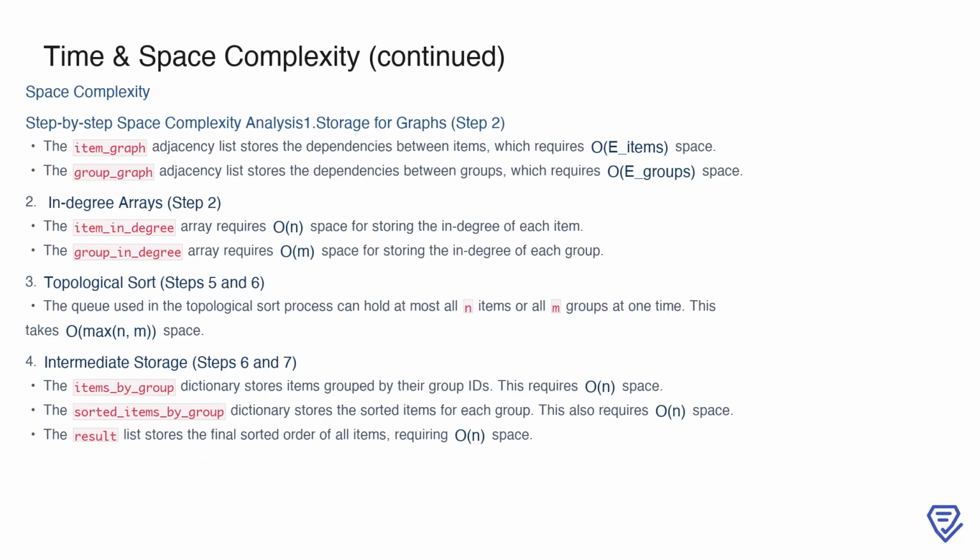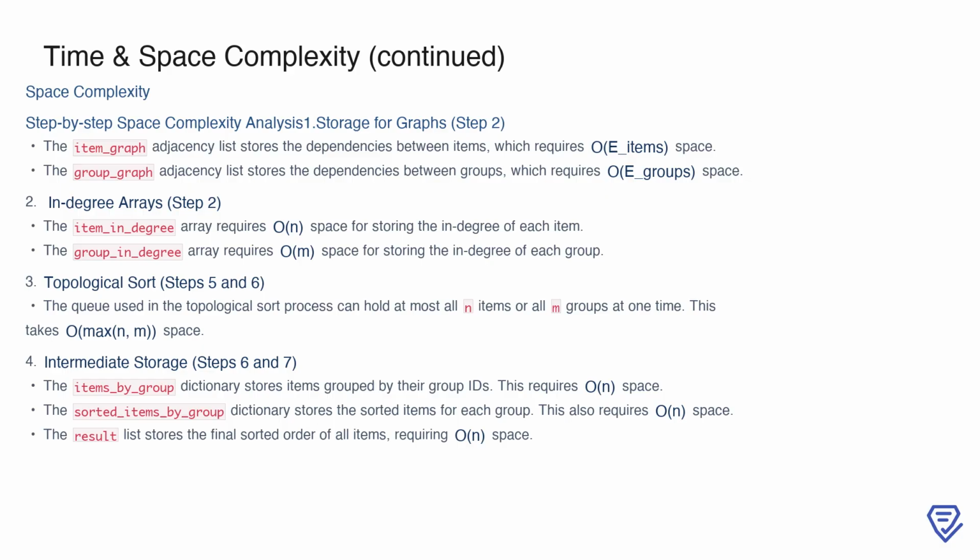Let's now analyze the space complexity step by step. First, we consider the storage required for graphs. The item_graph adjacency list stores dependencies between items, which takes e_items space, while the group_graph adjacency list stores dependencies between groups, requiring e_groups space. Next, the in-degree arrays for items and groups contribute to space usage. The item_in_degree array needs n space since it stores the in-degree for each item, and the group_in_degree array requires m space for storing the in-degree of each group.